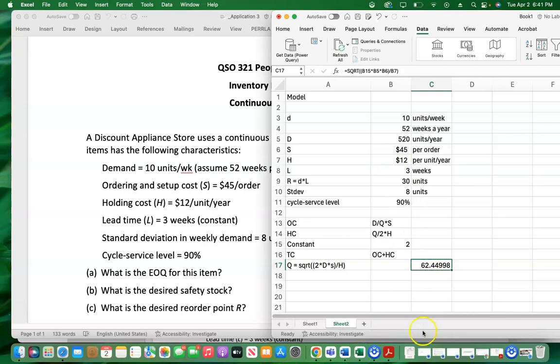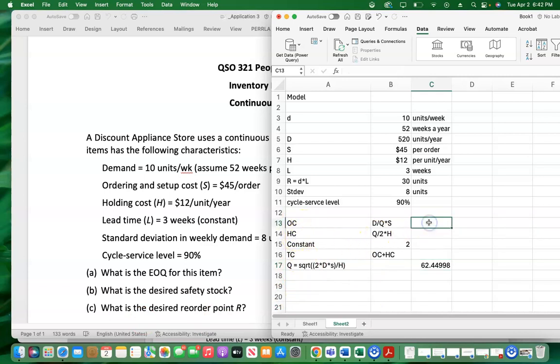Normally, this quantity could be 62 or could be 63. It all depends on the items or the units. If these units are integers, meaning that they cannot be in fraction, then we can actually say it is 62 or probably 63. But at this time, I'm going to leave this as it is. So now we know the Q, and all we need to do is to find OC and HC.